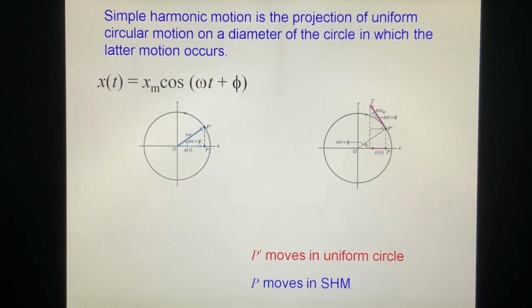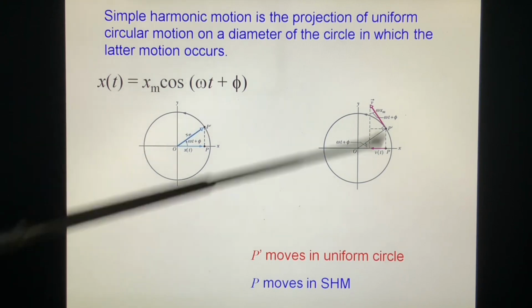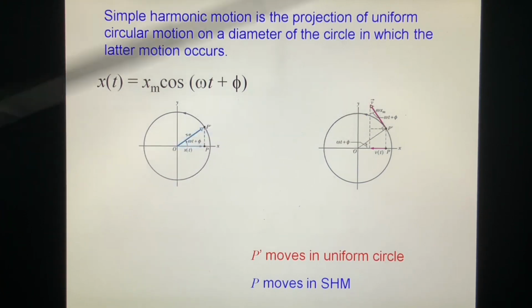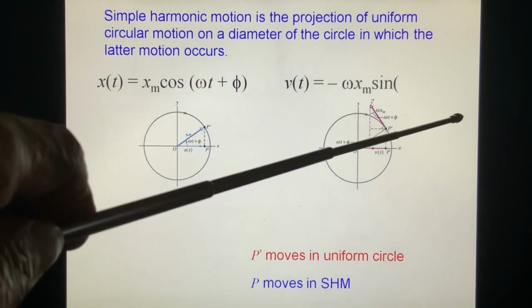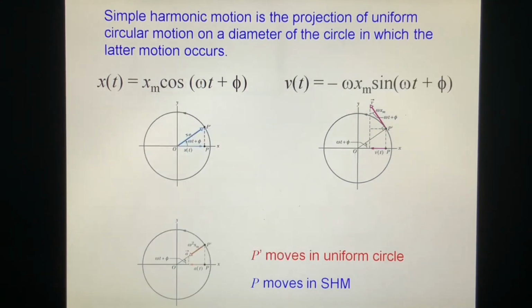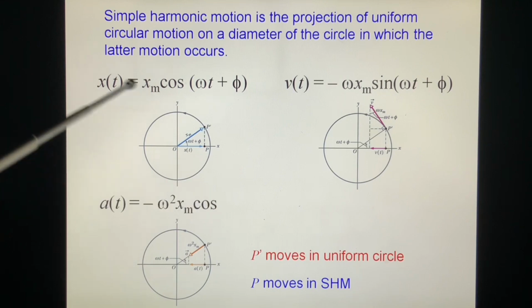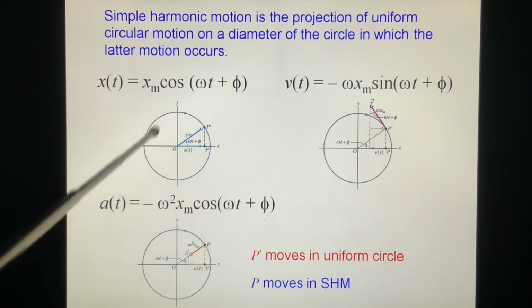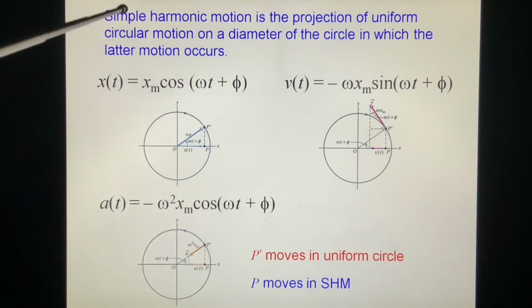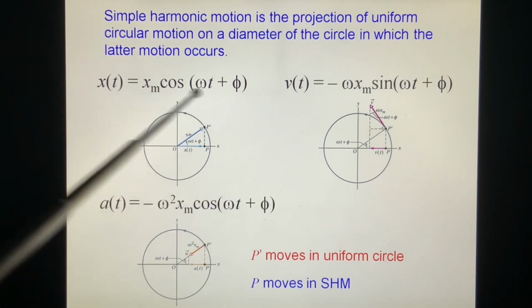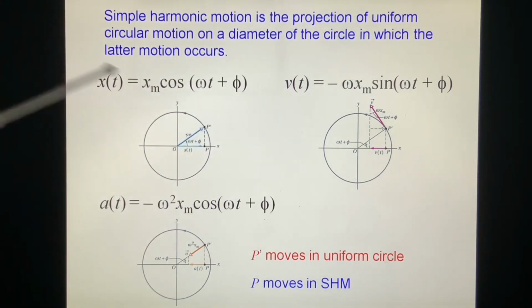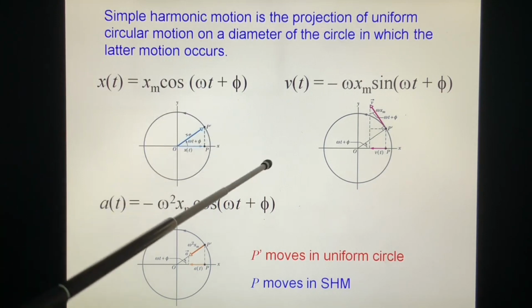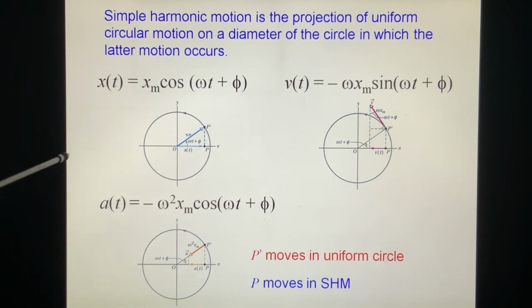And we see this is velocity. This velocity equals minus omega x_m sine of omega t plus phi. And this is acceleration. We have proved it before. So we find out that simple harmonic motion is the projection of uniform circular motion on a diameter of the circle.